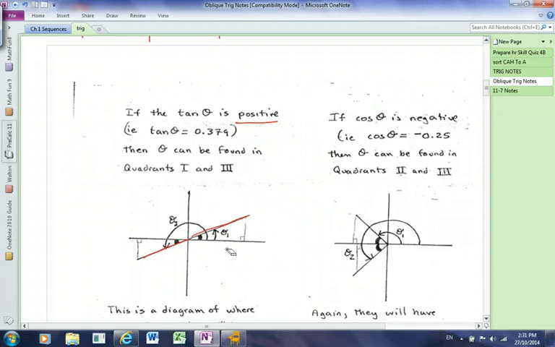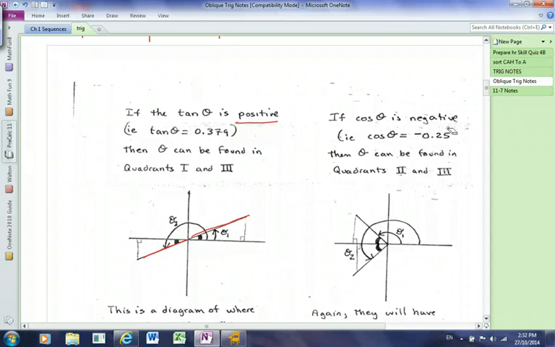And then always draw your standard position in there. And then those little black things are my reference angles. I'm going to refer to those angles to figure things out. It's actually the reference angle I'm going to find first. So that's the kind of picture I want you to start drawing.